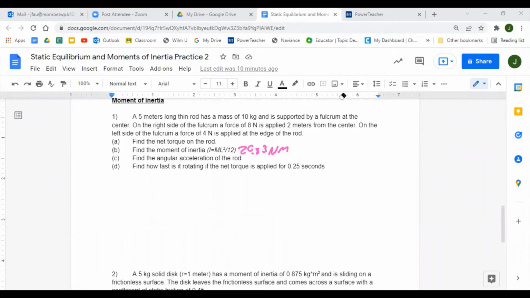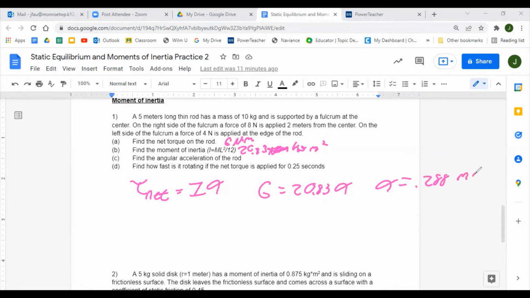And we already found the net torque, so I'm just going to write that down one more time. All right, this was 6 Newton meters. The moment of inertia is not Newton meters, I'm sorry, this is kilogram meters squared. To find the angular acceleration, the net torque is I alpha. So 6 equals 20.83 alpha. So alpha, 6 divided by 20.83, is 0.288 radians per second squared.